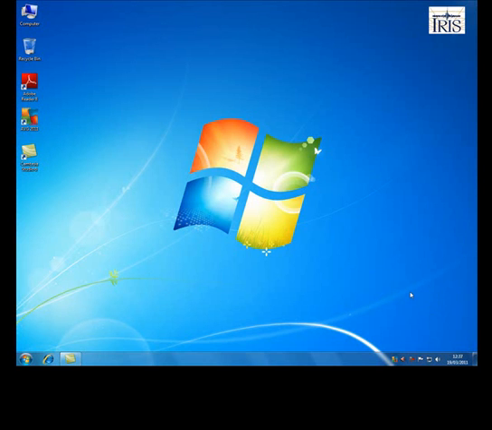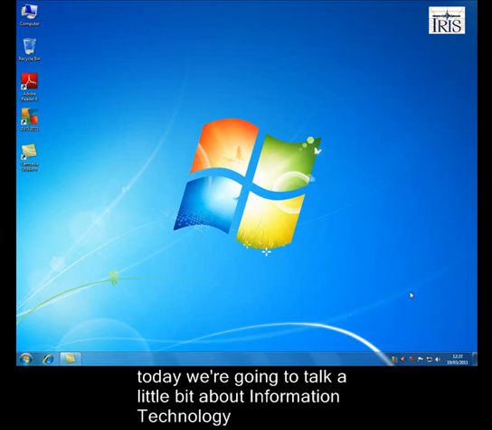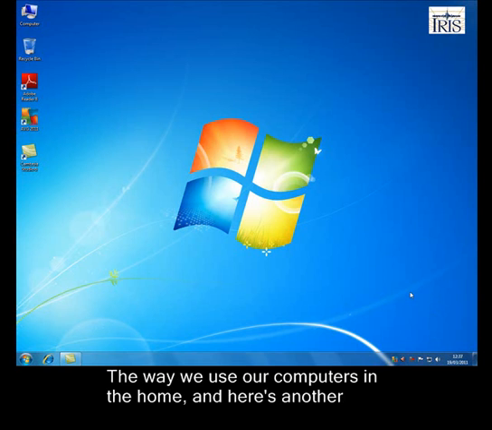Good morning again, ladies and gentlemen, and today we're going to talk a little bit about information technology, the way we use our computers in the home, and there's another idea you can use your computer for.